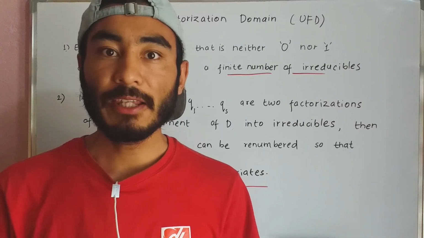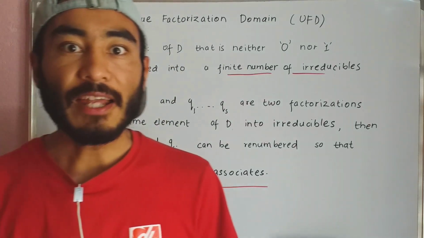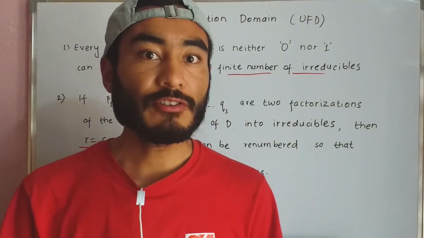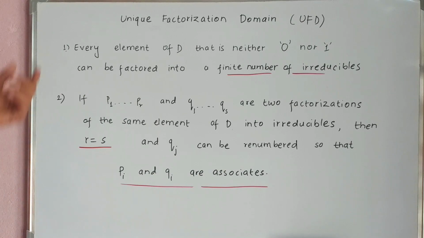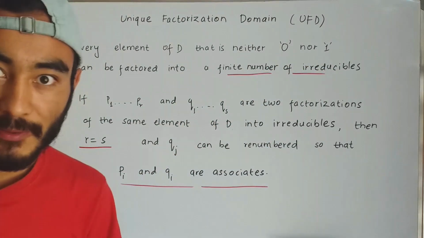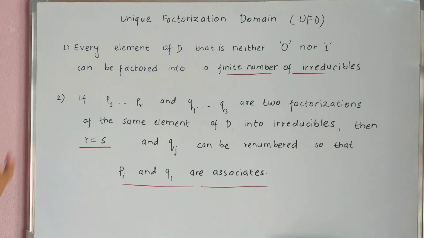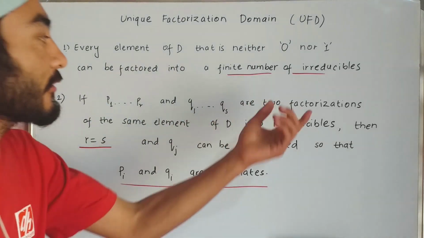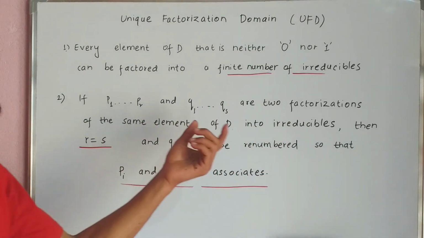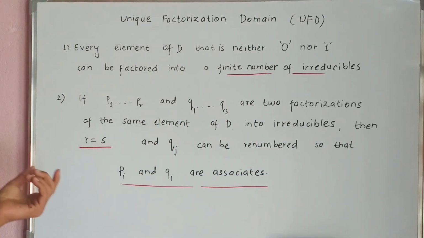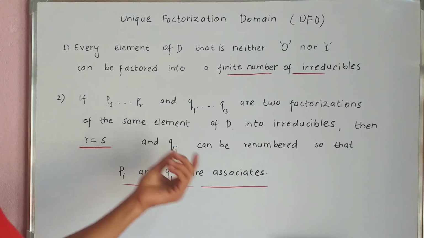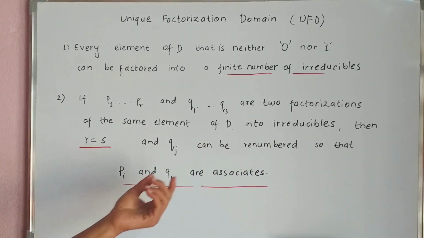Now we are ready to define unique factorization domain. An integral domain D is a unique factorization domain if it satisfies these two conditions. First condition, every element of D that is neither 0 nor 1 can be factored into a finite number of irreducibles. Second condition, if P1...PR and Q1...QS are two factorizations of the same element of D into irreducibles, then R equals S and Qj can be renumbered so that Pi and Qi are associates.